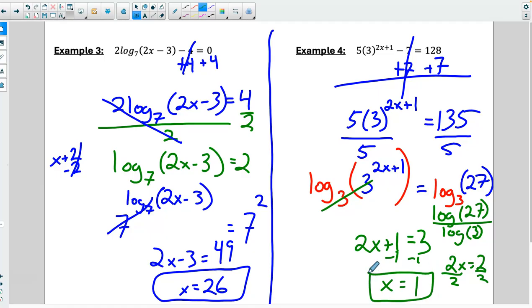Questions? How do we feel like we're doing? Do you think you could do a log on your own? Do you think you could do an exponential function on your own? Yeah.